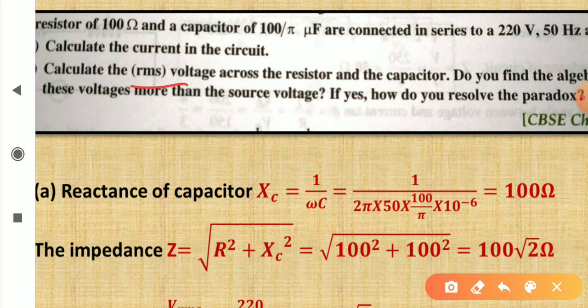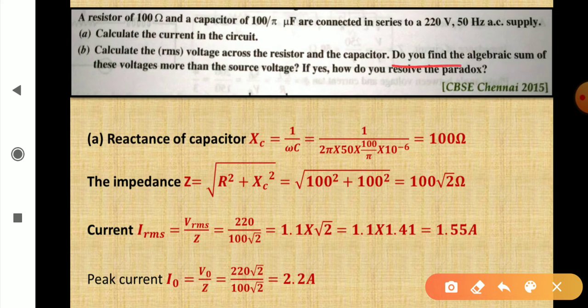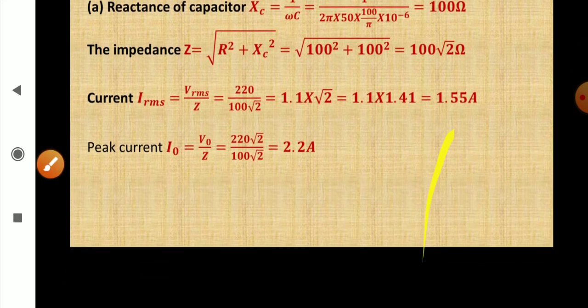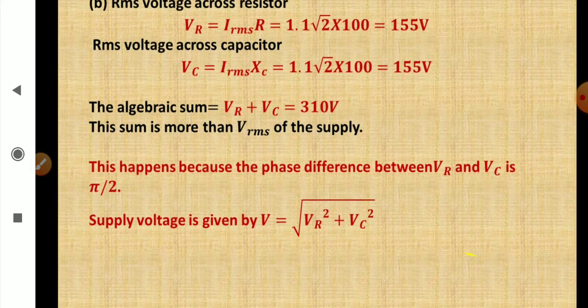Calculate the RMS voltage across the resistor and capacitor. Do you find the algebraic sum of these voltages more than the source voltage? If yes, how do you resolve the paradox? See, this is a board question, and such questions are often asked. So let us look at the second part of it.